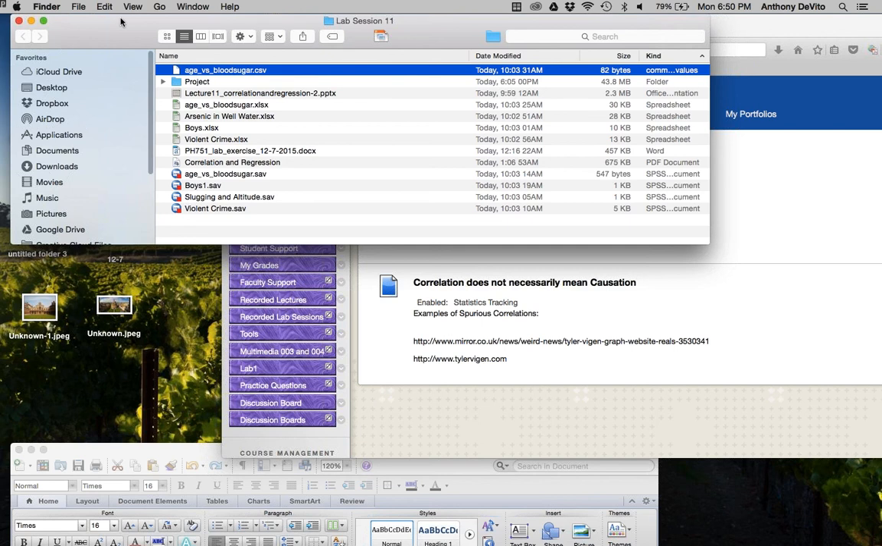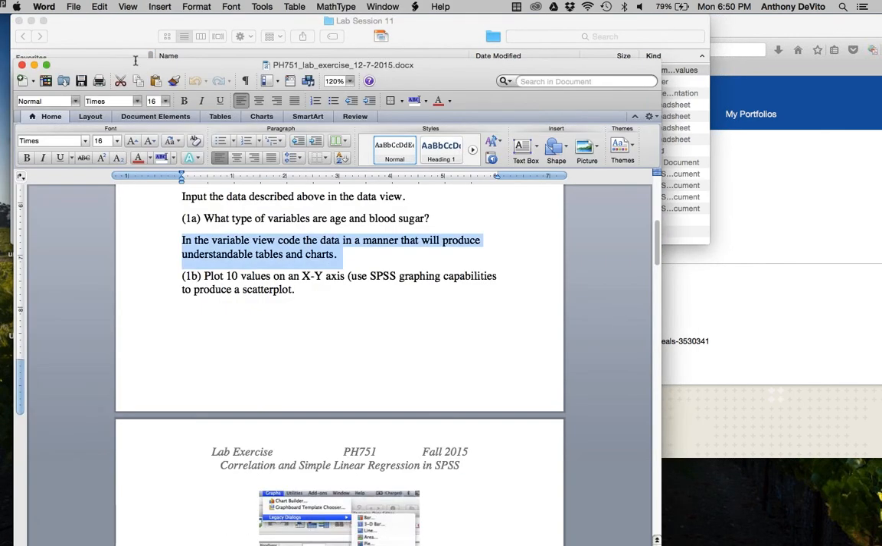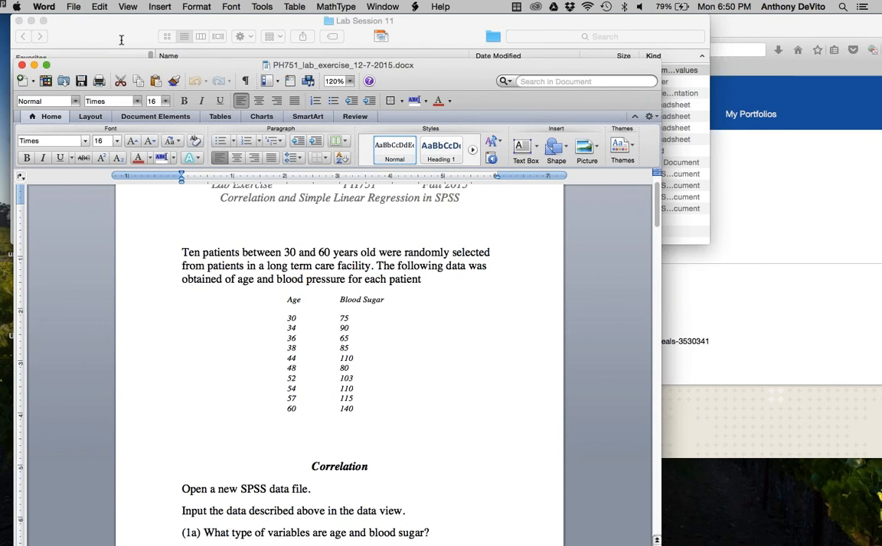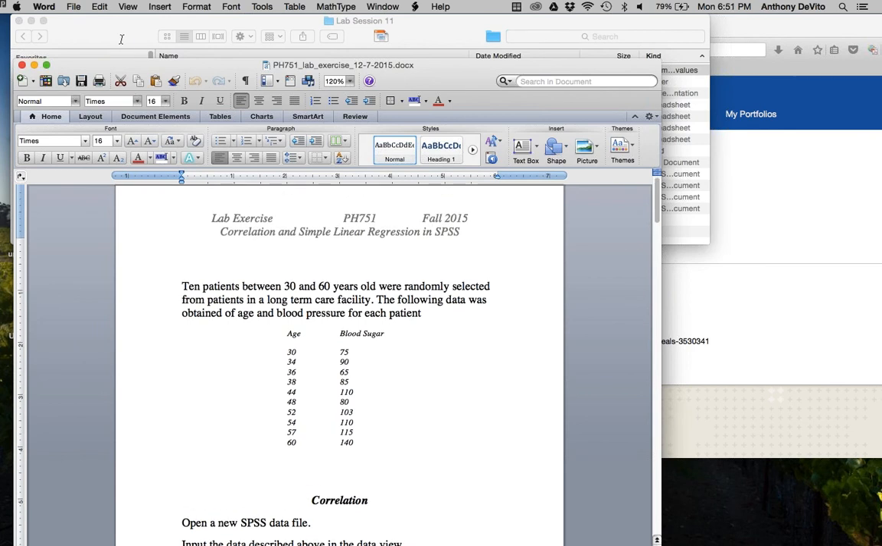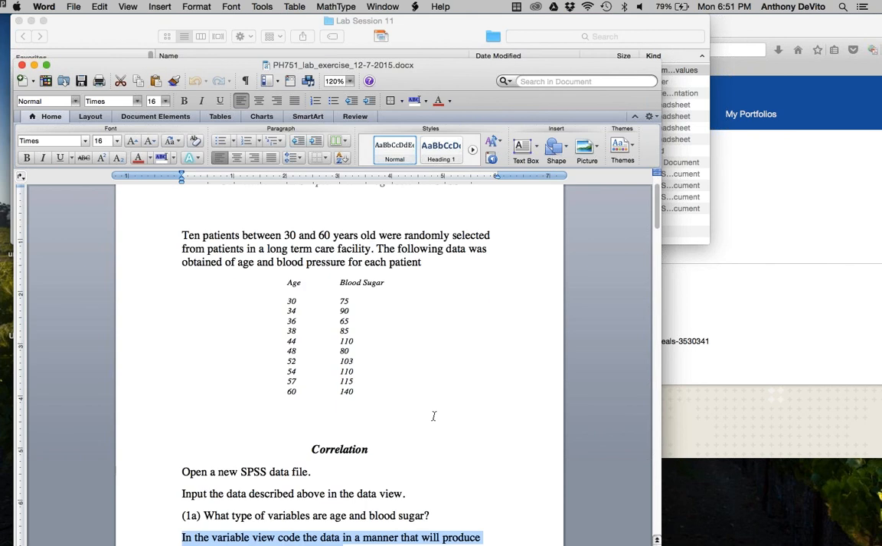I'm going to open up arsenic and well water. I think I have a document that I created here. There's a document on Blackboard that you can open up and take a look at as well. We have 10 patients between 30 and 60 years old, randomly selected from patients in a long-term care facility. The data obtained was age and blood pressure. Oh, actually, age and blood sugar.